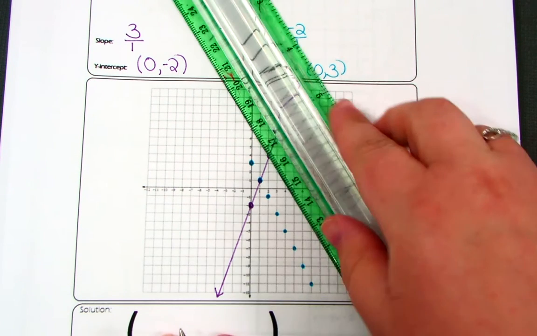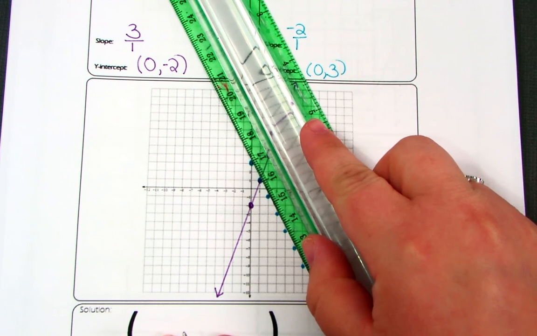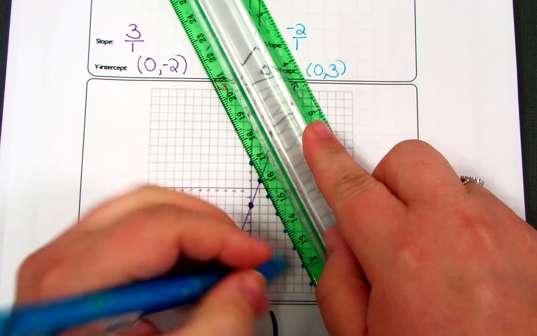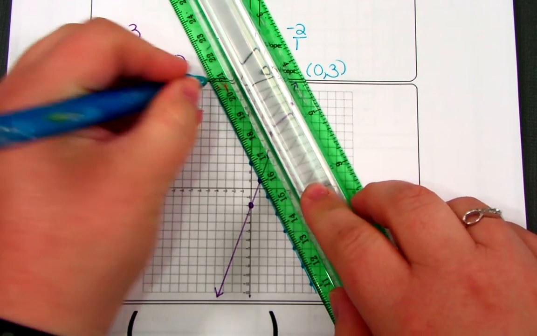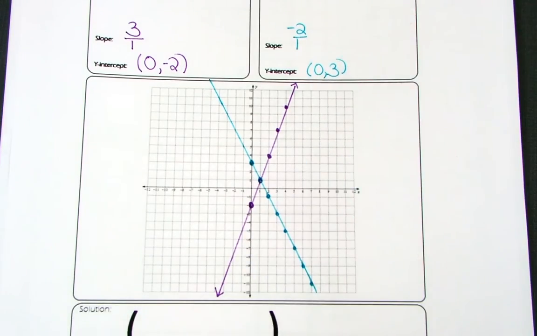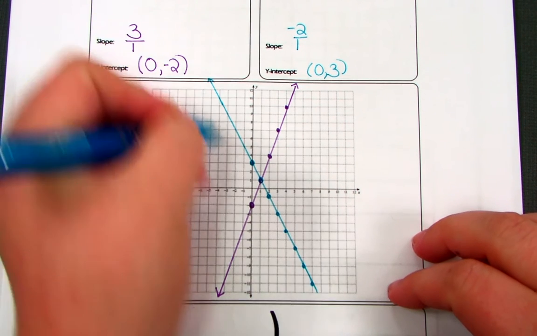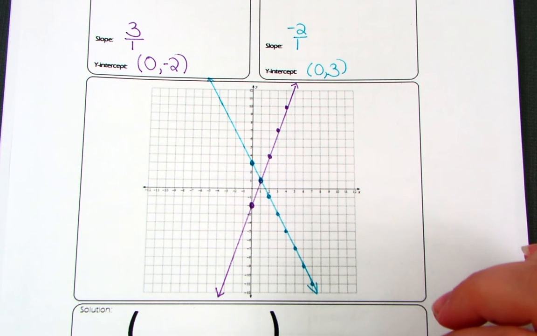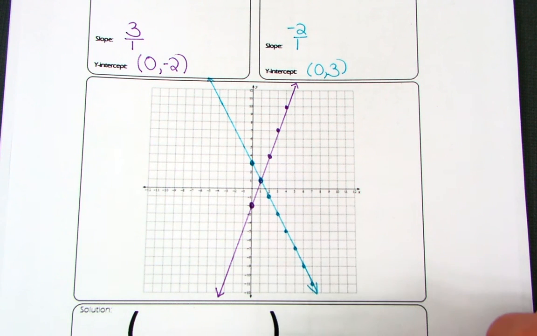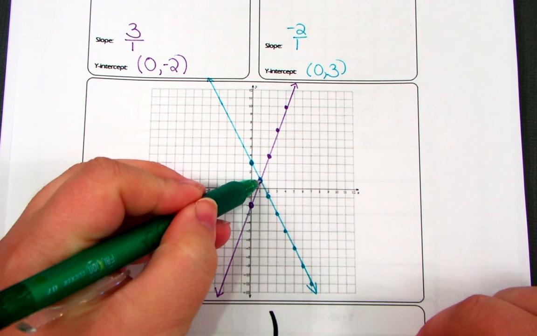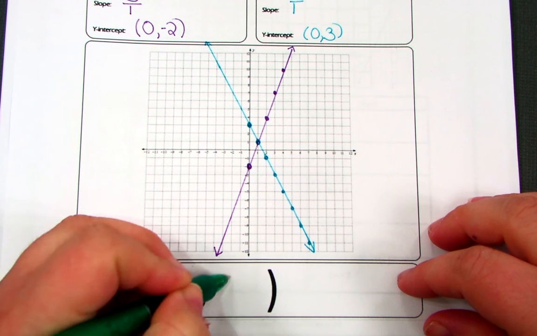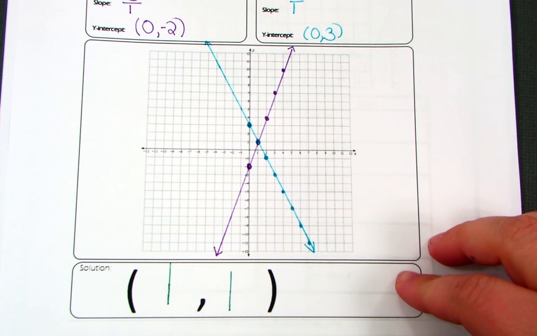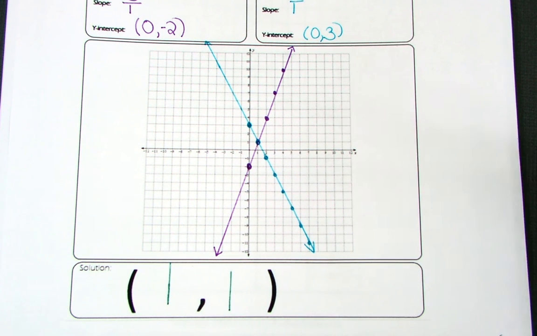Now I have a better spot to line them up. Draw it all the way across and put your arrows on either end. Now we're going to complete this just like we did in level 1. What's the point that they cross at? These two lines cross at the point 1, comma, 1. So my solution to the system is 1, 1.